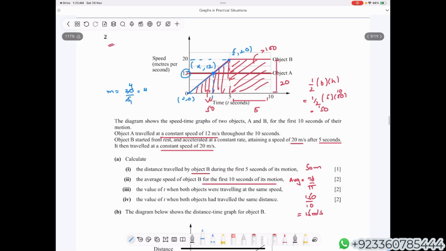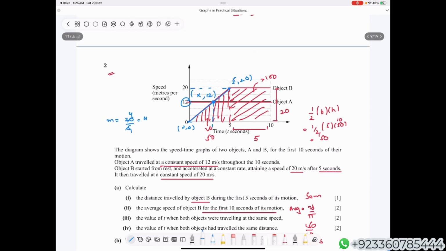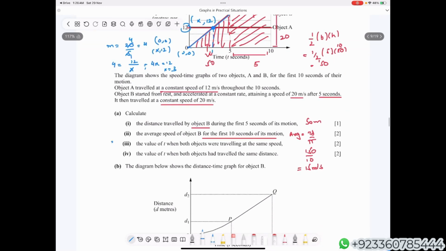So this time the gradient is the same throughout the line. It's a straight line, so the gradient is going to be the same. So the gradient at this point is also going to be 4, right? So 4 would equal, now my 2 points are x and 12 and 0 and 0. So the gradient is going to be 12 minus 0, which is 12, over x minus 0, which is x. From here 4x will equal 12, and from here, x would equal 3. So 3 seconds is your answer for this question.